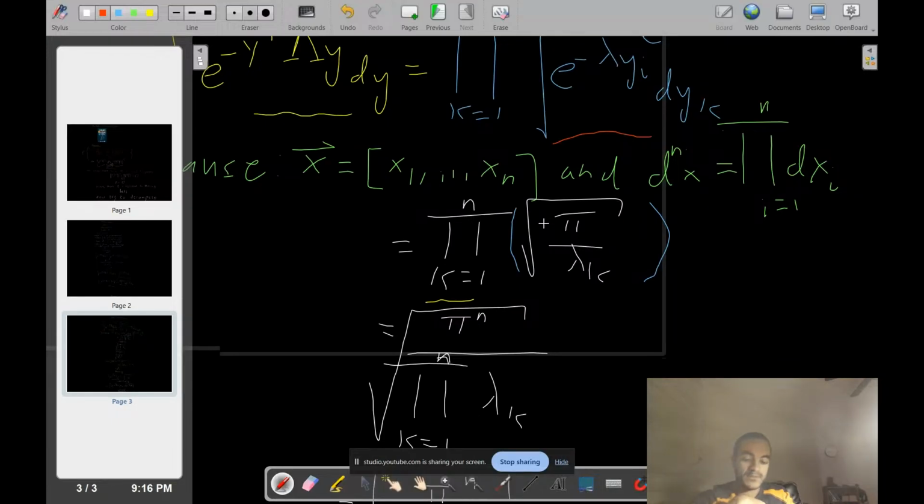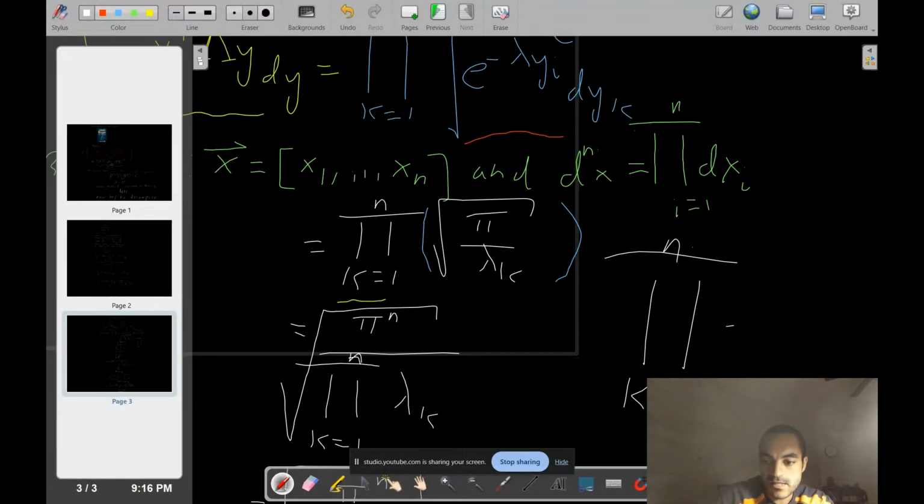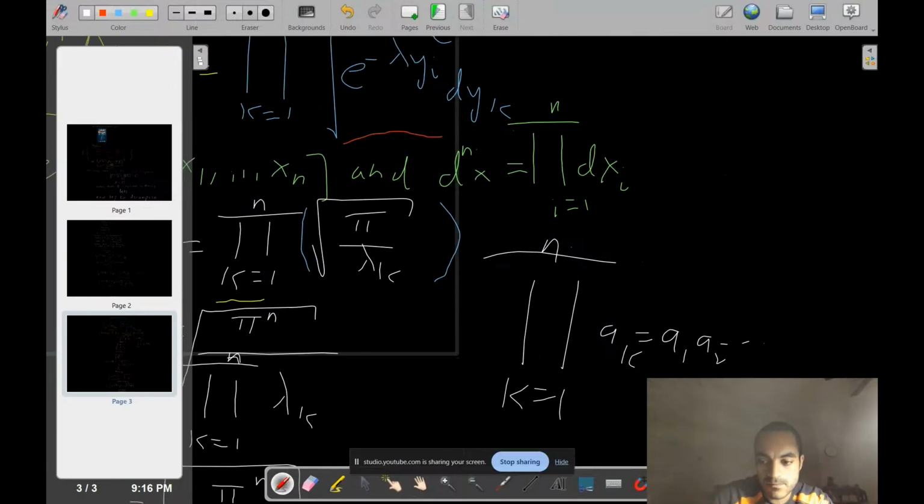Why is that? Anytime you have the product from k equals 1 to n of a subscript k, this is a1, a2, a3, and so on, all the way up to a sub n. So I'm multiplying a n number of times. Here I'm multiplying pi n number of times, and that's the same as saying little pi to the n.